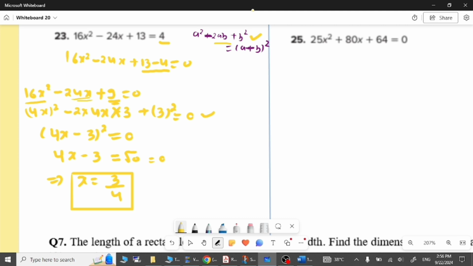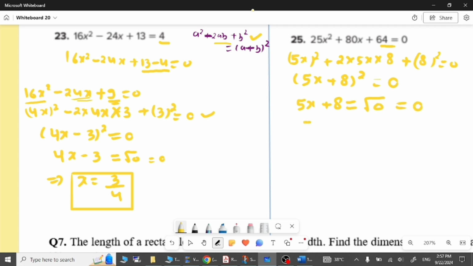This question will be the same, but this time in place of minus I will be using plus. Okay, so let's start here. I can write (5x)² + 2 times 5x multiplied by 8 + 64, I can write 8² = 0. The (a + b)² formula I will use. So it will be (5x + 8)² = 0. Same way, 5x + 8 will be the square root of 0, which gives 0. So 5x + 8 = 0. From here x = −8/5.